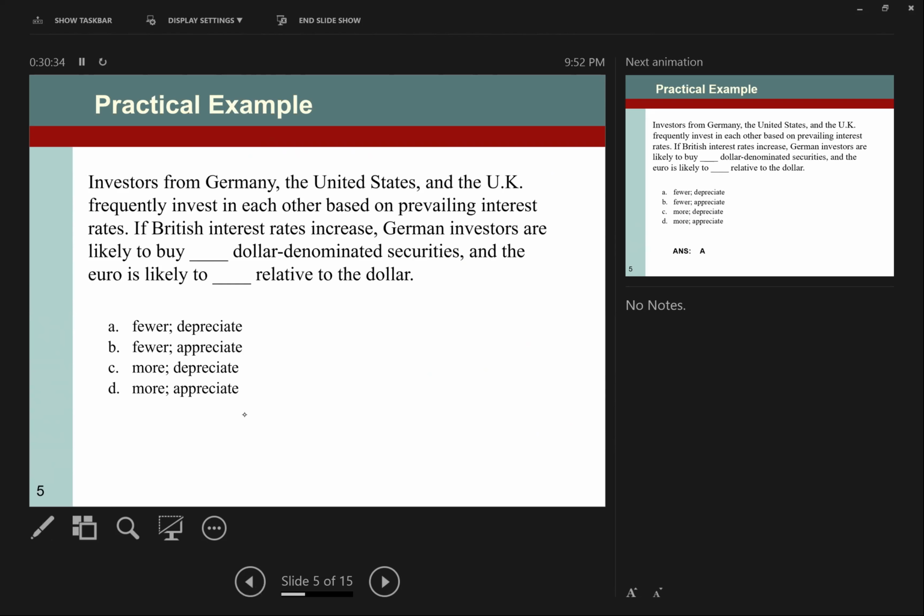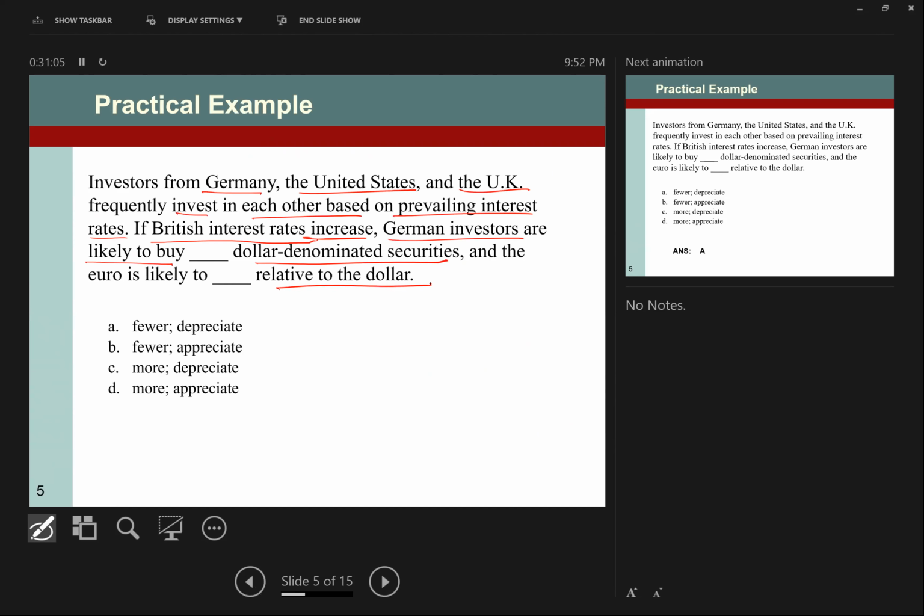Let me read that. Investors from Germany, US, and UK frequently invest in each other based on prevailing interest rates. If the British interest rates increase, German investors are likely to buy dollar-denominated securities, and the euro is likely to depreciate relative to the dollar.